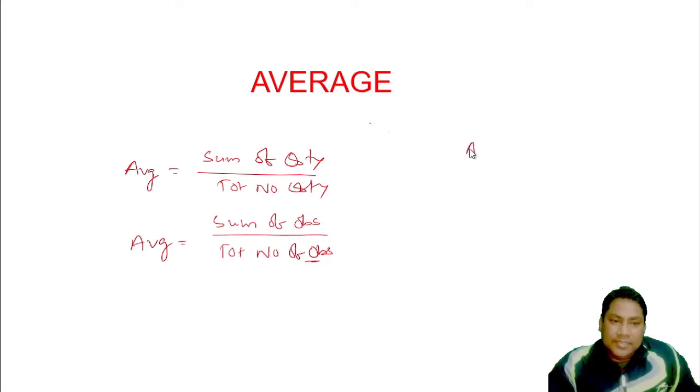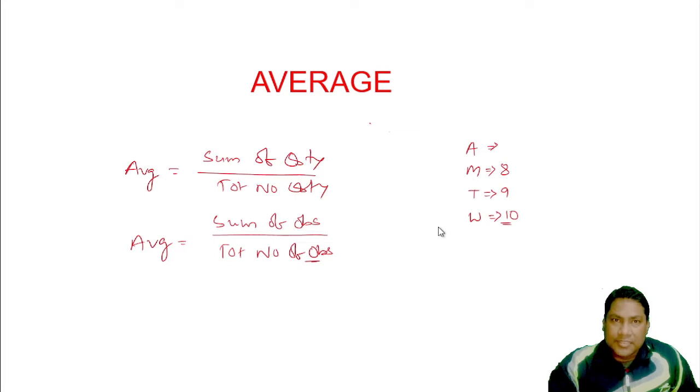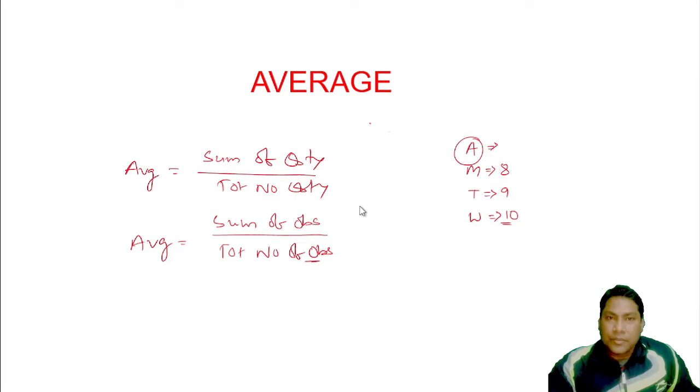Let Mr. A study. On Monday, he studies 8 hours. On Tuesday, he studies 9 hours. On Wednesday, he studies 10 hours. If we ask, what is the average study time of Mr. A? For taking out the average study hours of Mr. A, we will go through the formula, that is sum of observations by total number of observations.